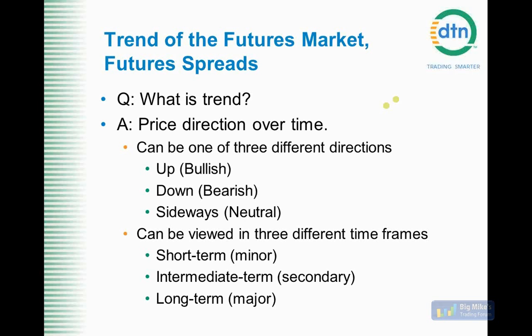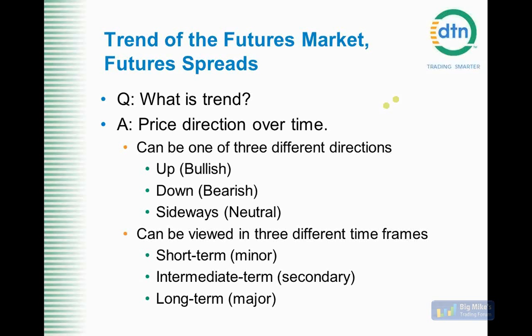Usually those show up on the daily or shorter chart. So if we're looking at price direction over time on a daily chart, or say an hourly or 5-minute tick chart, whatever it might be, that would be classified as a short-term or minor trend. Intermediate term, that's what I call a secondary trend. These are usually what I see on the weekly charts. And this is what I use most often.